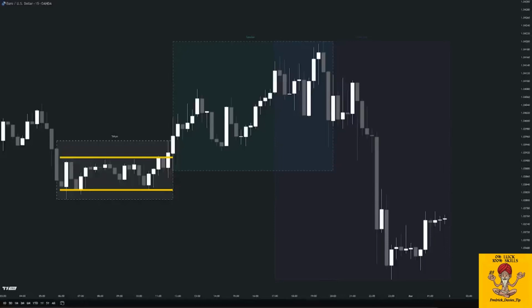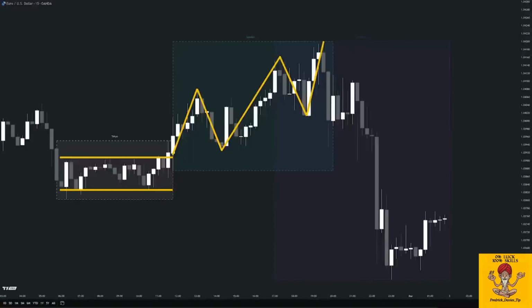The London session is known for breakouts and continuation. As more participants enter the market and volume increases, the price usually moves strongly in one direction, breaking out of the range from the Asian session. This is when you can follow the trend and make profits.